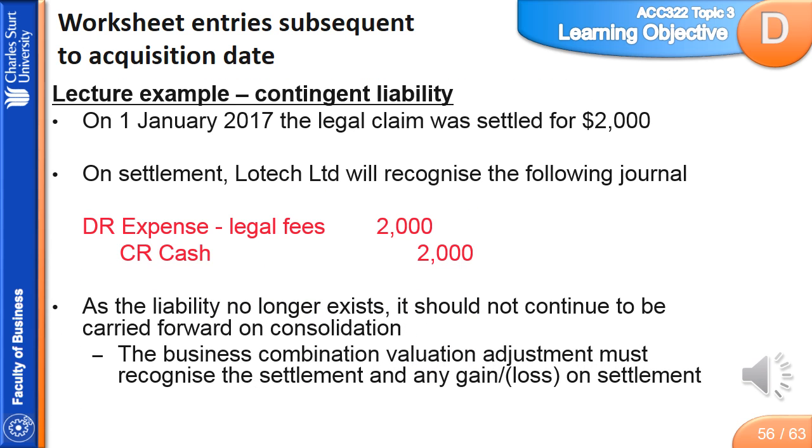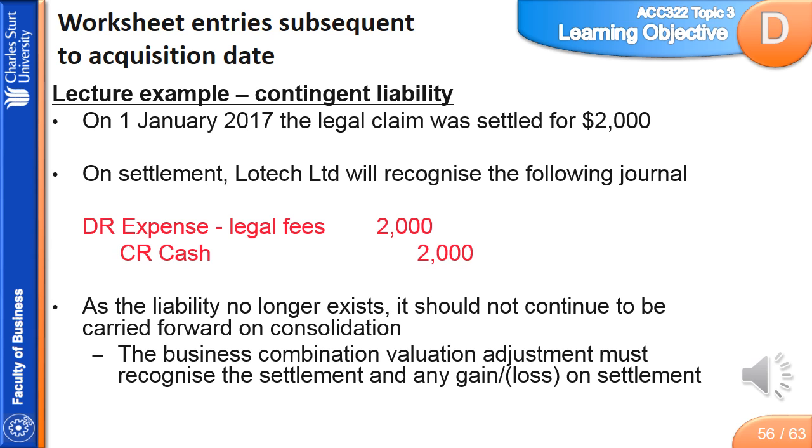So now looking at the contingent liability, let's say on the 1st of January 2017 the legal claim was settled for $2,000. On slide 40 earlier we recognised this provision entry as $3,000. So on settlement, Lowtech would recognise the following journal entry within the subsidiaries accounts. They would debit legal fees, which is an expense, for $2,000, and then they would credit cash. So as this liability no longer exists, it should not continue to be carried forward within the consolidated accounts.